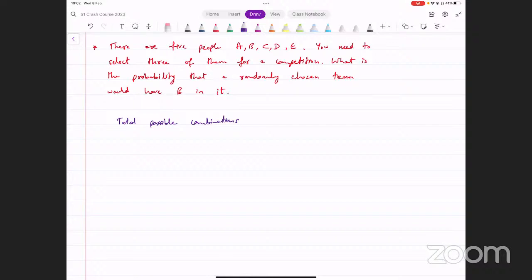First of all, total possible combinations, that's just 5C3 if there was no restriction. So that's your denominator, the total possible combinations without any conditions. All right, this turns out to be 10. Now, what's the condition? The condition is that a randomly chosen team has B in it. The team should have the person B in it. That person should be there in the team.